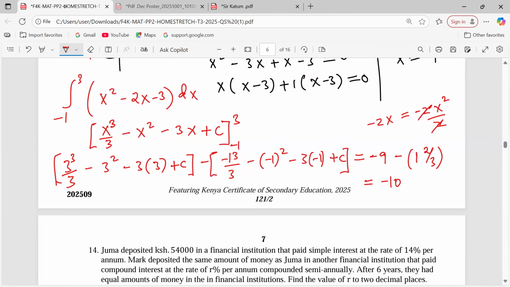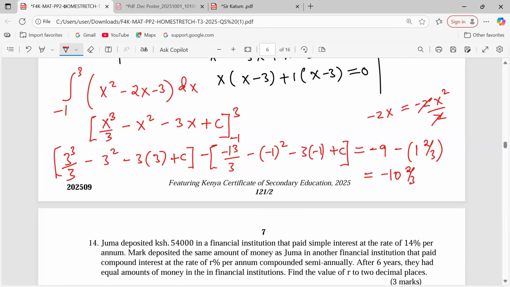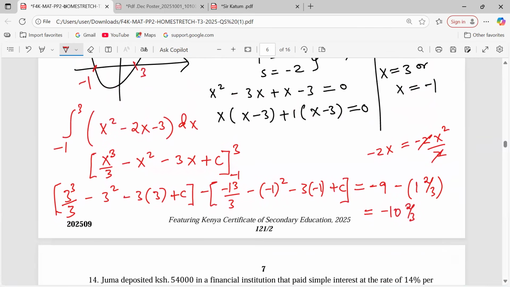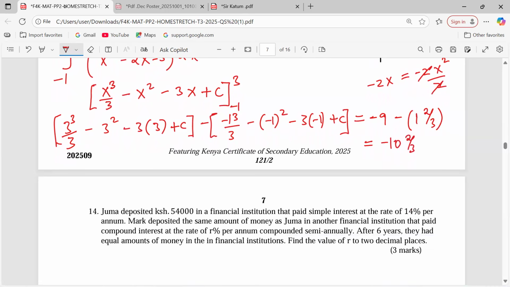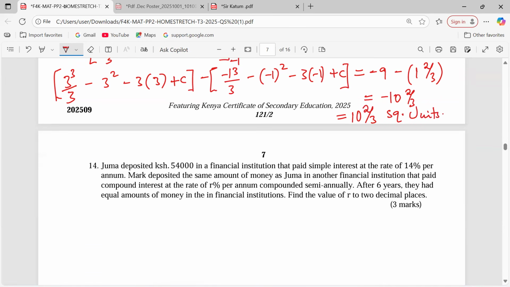So this should be -10 2/3. Now that it is negative, it only shows us where the area is found. Whenever area is negative, it means it is on the lower side of the x-axis. So for you to get the exact area, it should now be 10 2/3 square units. You take the absolute value of the negatives after the integration.